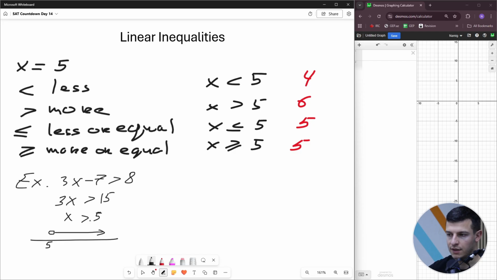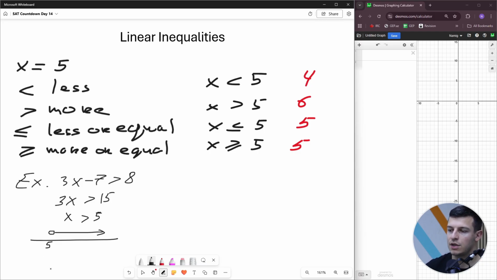Because 5 is not included. How do I know it's not included? Because it's not greater or equal. It's not that, it's just greater. So 5 is not included, but anything above 5 is the solution of this inequality.